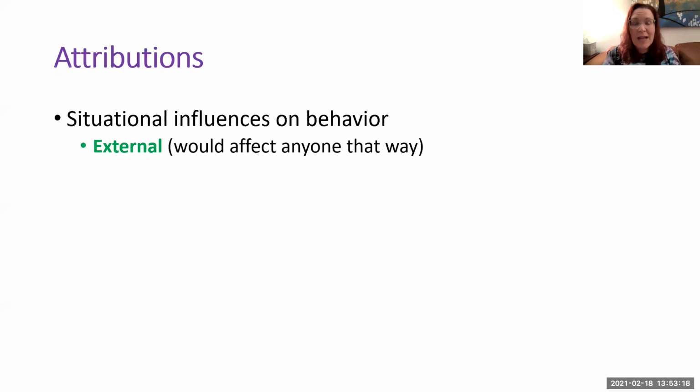Now, there are a couple of different kinds of attributions in general. The first kind is a situational or external attribution. And this is where the explanation for somebody's behavior or your own is that the influence of the situation or the context the behavior happens in is making it happen that way. So a situational attribution is going to put the responsibility for somebody's behavior in context, which means that anybody in that same situation would probably act that same way because it's not about the person.